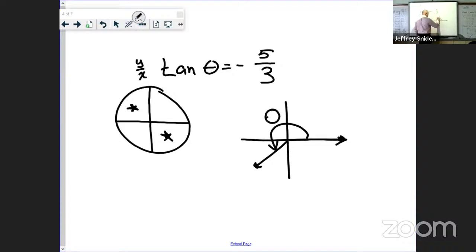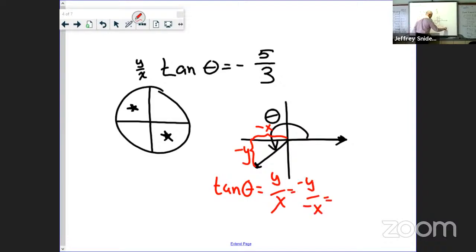Here's theta. What is true about this x value right here? Negative. It's a negative x. What about this? It's a negative value as well, right? It's a negative y. Now, since tangent is defined as y over x, that's negative y over negative x, which is a positive. So that's why when I'm in quadrant 3, my tangent's positive.